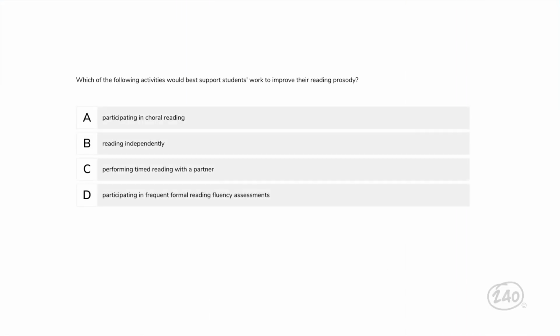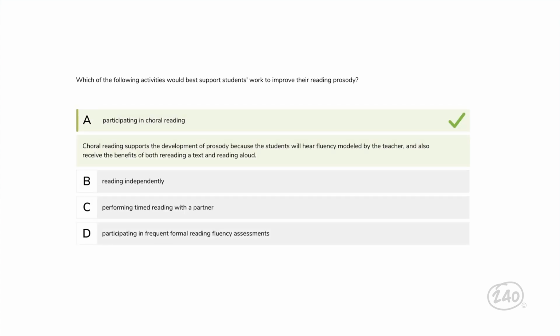Alright, let's try a question about fluency. Which of the following activities will best support students' work to improve their reading prosody? Participating in choral reading, reading independently, performing timed reading with a partner, participating in frequent formal reading fluency assessments. The right answer is choral reading, because the students will hear fluency modeled by the teacher and also receive the benefits of both rereading a text and reading aloud.